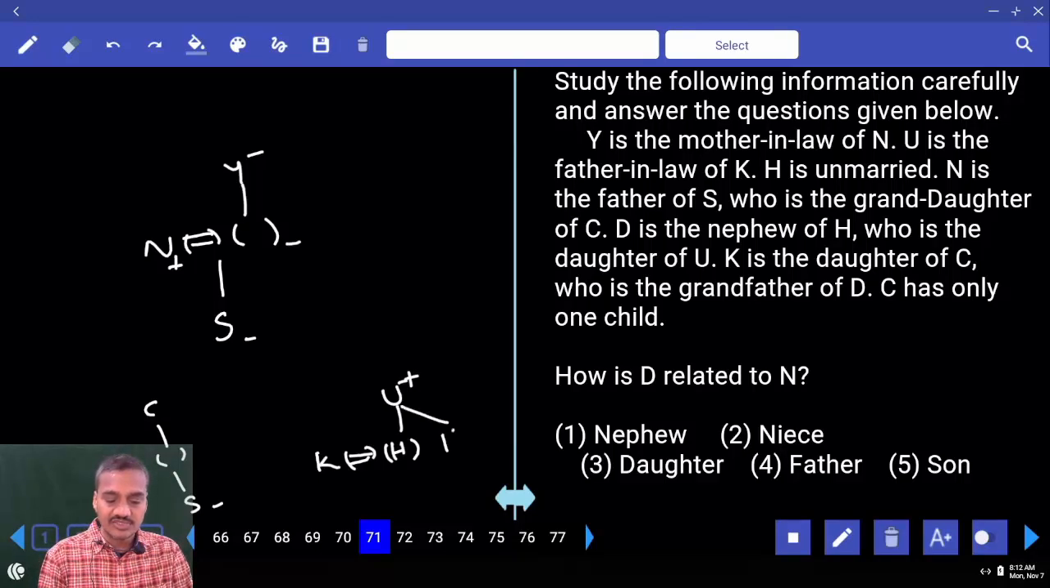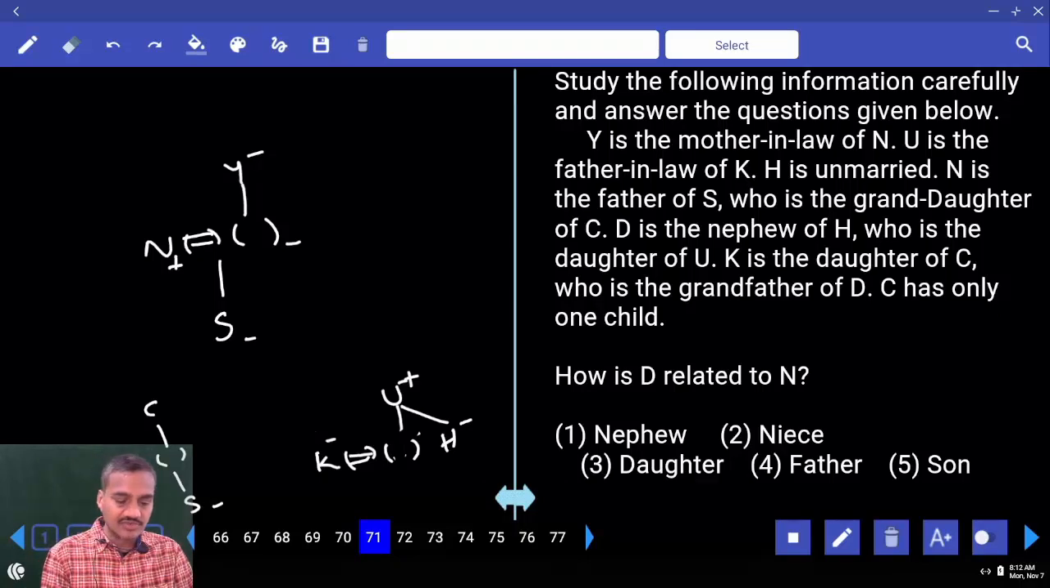And H is married or unmarried? Unmarried, unknown. H is unmarried, H cannot be the wife of this K. H cannot be the wife of K, and so H is K's sister-in-law. Then next one. And K is the daughter of C.